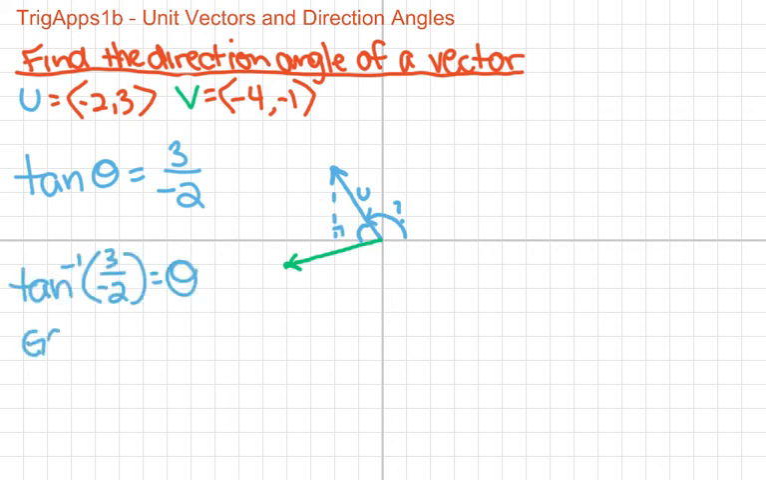Okay, now I'm going to go to the graphing calculator in degree mode, and you're going to see kind of an issue pop up. So if I type second tangent 3 over -2, I get -56.31 basically. All right. And when I look at my picture, I'm like, what the heck is that? That's not that angle inside there. Okay, what that is, it's based on the domain of arctangent.